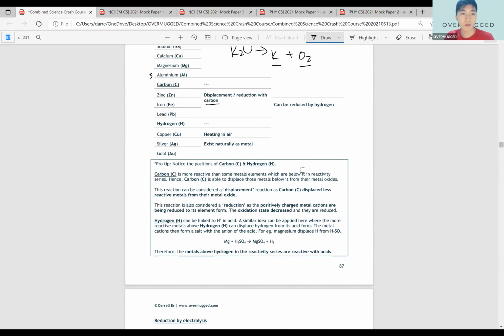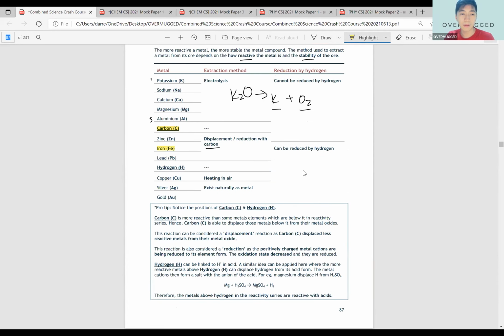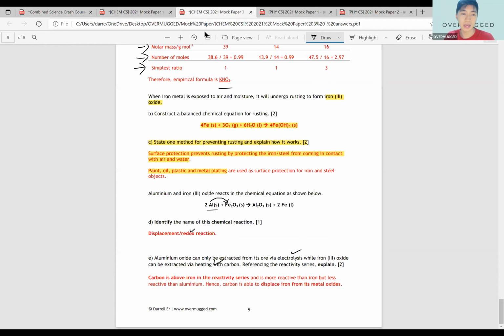Because carbon is more reactive than iron, carbon can theoretically displace the metal from their metal oxide, which is why we can use heating with carbon to get iron out from iron oxide. But anything above carbon, carbon cannot displace them, right? Because carbon is less reactive. So for those that are above carbon, we use electrolysis. Therefore, the answer is part E as such.